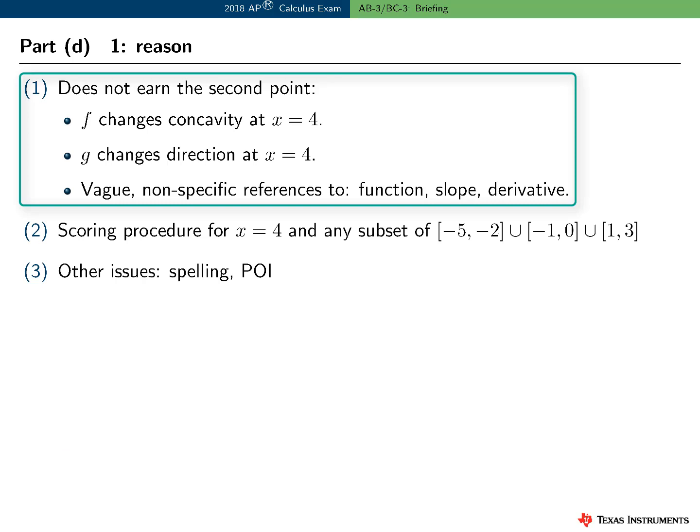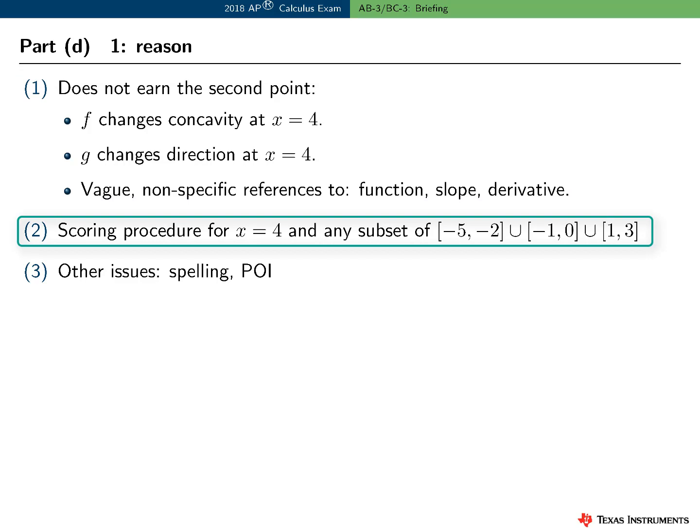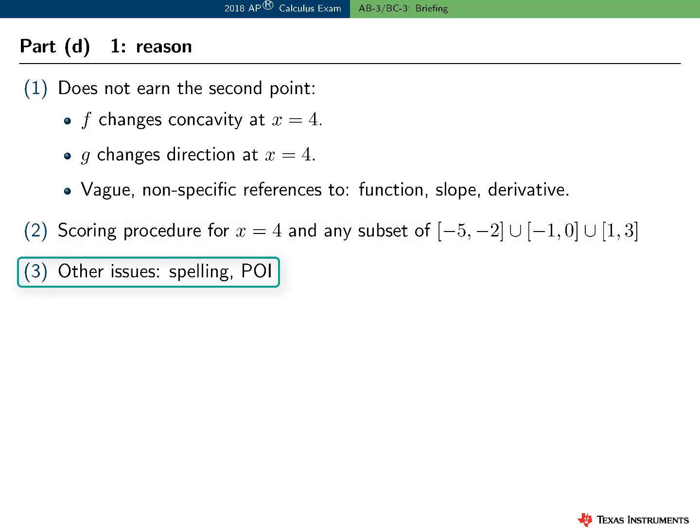F changes concavity at x equals 4. G changes direction at x equals 4. And vague, nonspecific references to the function, the slope, or the derivative. I want to assure you that there were fair procedures in place for scoring those papers involving subsets of these intervals. And just a reminder, we don't penalize for spelling errors, like infection versus inflection. And we understand common abbreviations, like POI for point of inflection.